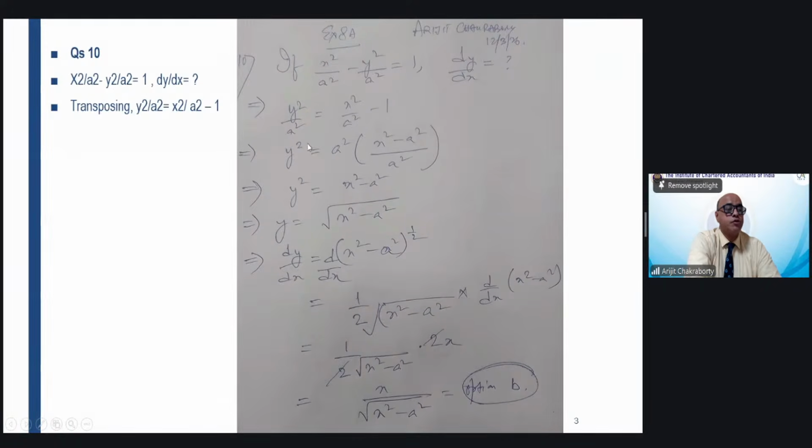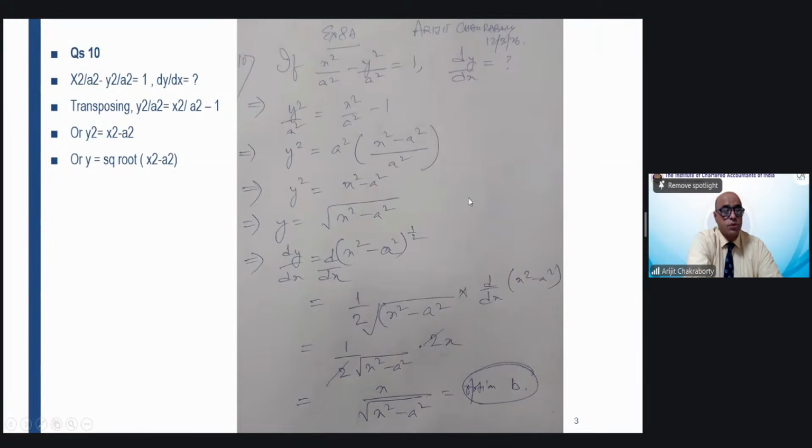Okay, so that gives me y square is equal to a square into x square by a square minus 1, this becomes a square into x square minus a square by a square. But we had y square by a square. So therefore, we are getting y square is equal to x square minus a square, because this denominator a square and the numerator a square will cancel out. Ultimately, you are getting y square is equal to x square minus a square, which means y is the square root of x square minus a square.